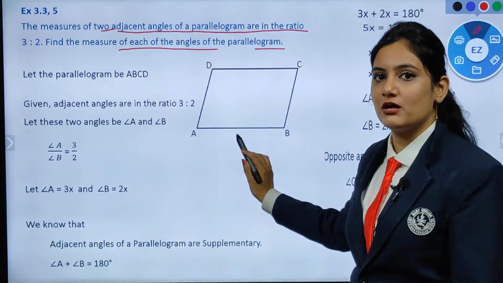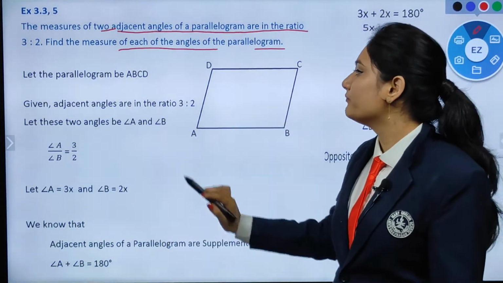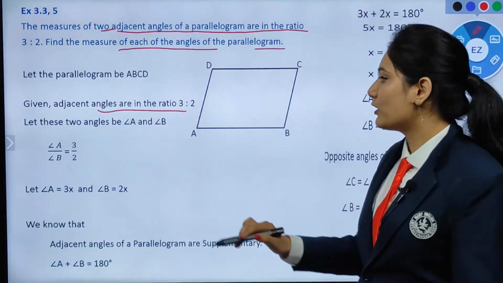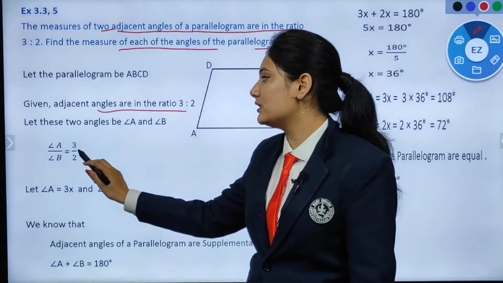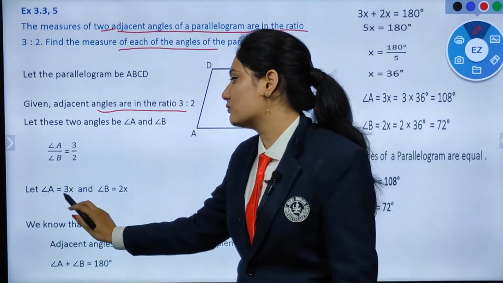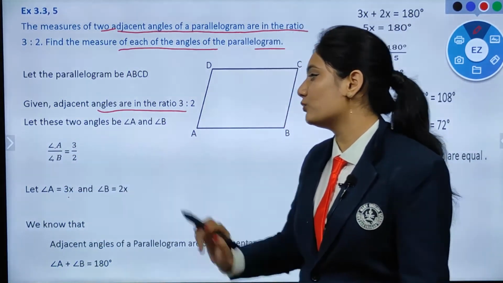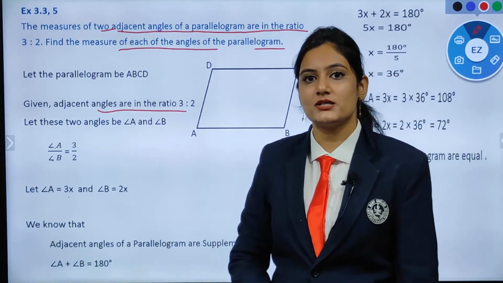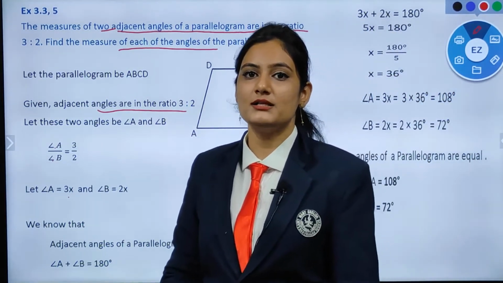First I will draw the figure ABCD. Adjacent angles are in the ratio 3:2. So what can you write? Angle A upon angle B is equal to 3/2. Now taking angle A equal to 3x, angle B equal to 2x. Which property can you apply? You can apply that the adjacent angles of the parallelogram are supplementary.